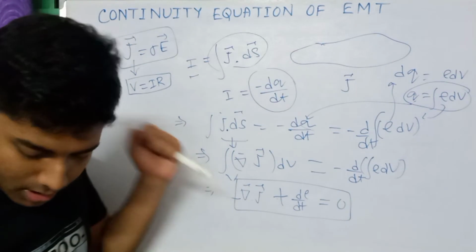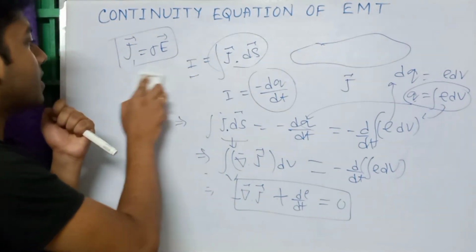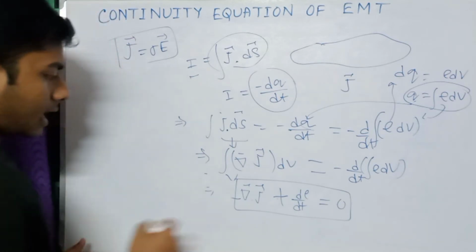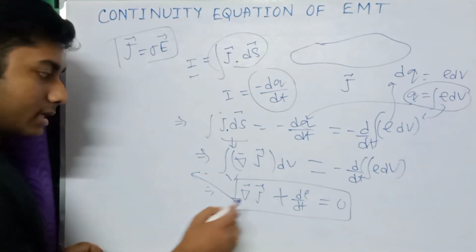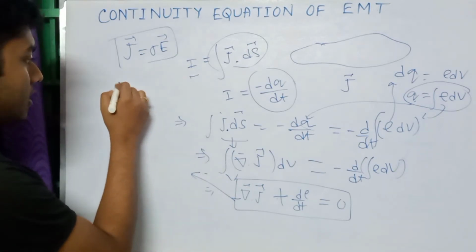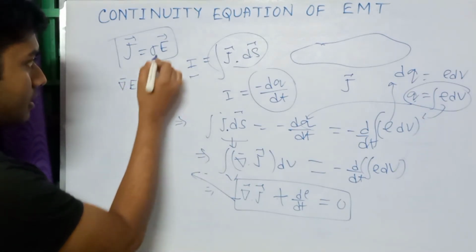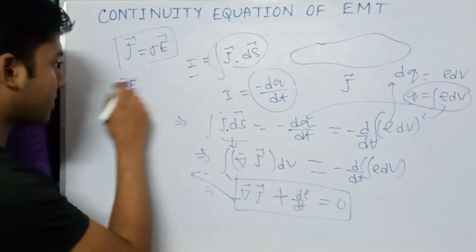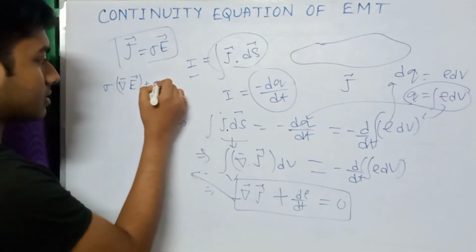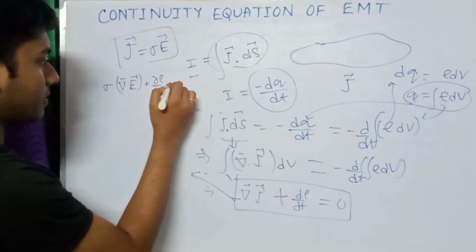So J equal to sigma into E, I will put this condition. Now if we put this in place of J, what will happen? As sigma is constant, sigma will be taken outside, so sigma del dot E plus del rho over del t will be equal to 0.